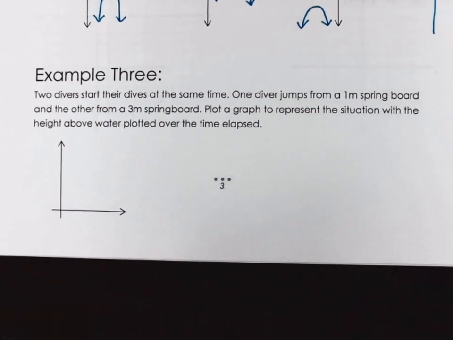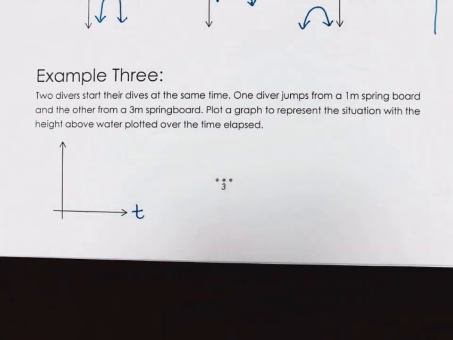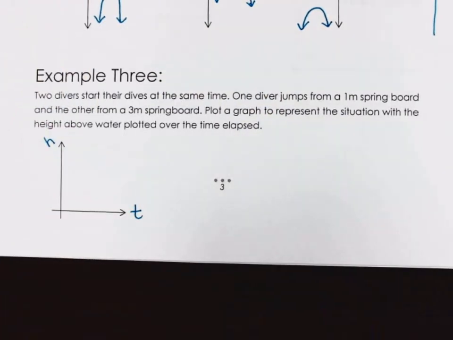Okay, this one you guys are going to draw the picture. 2 divers start their dives at the same time. One diver jumps from a 1 meter springboard and the other one jumps from a 3 meter springboard. Plot a graph to represent the situation with the height above water plotted over the time elapsed. So I don't want you to plot any points or anything like that. I want you to draw me a rough sketch. Go. 2 divers. And they're going to follow a parabolic trajectory.